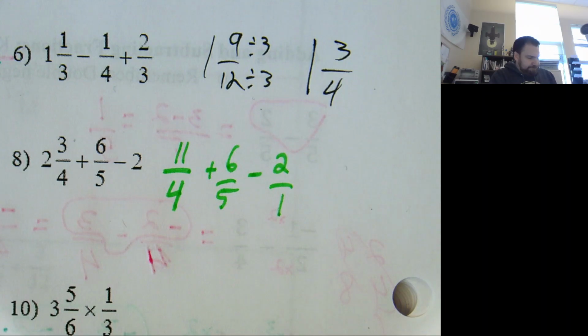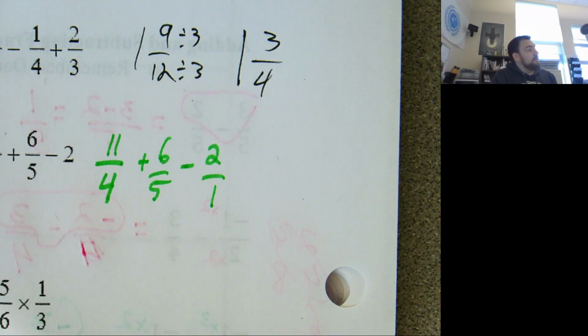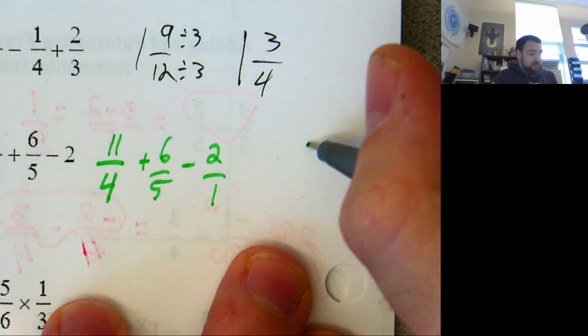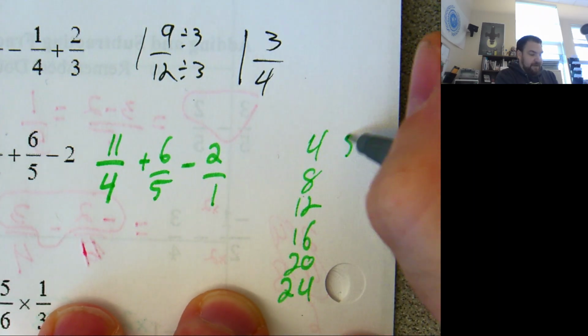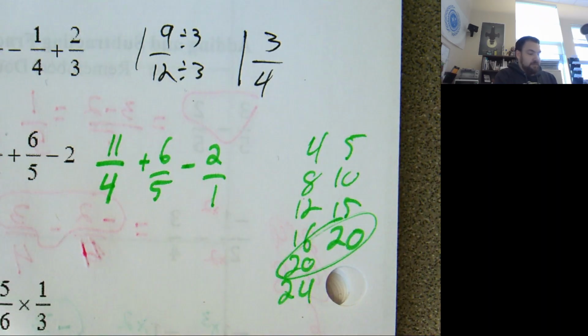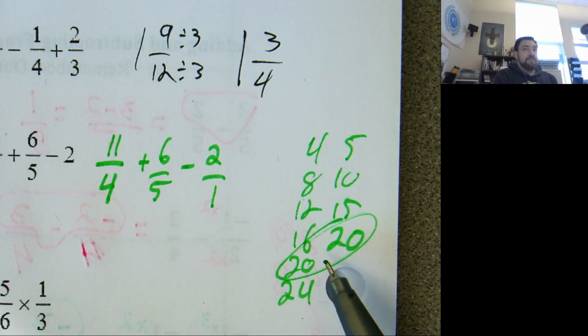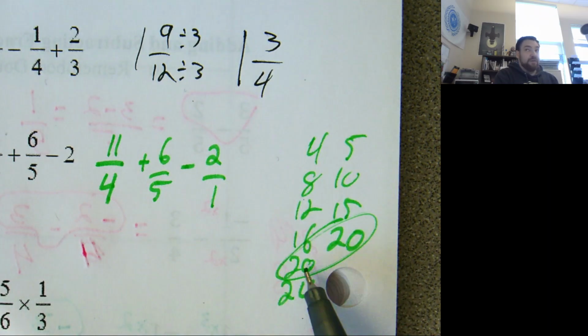Hassan, you asked about this one. What's the smallest number that 4 and 5 both go into? If you don't know off the top of your head, that's cool. Let's make the chart. 4, 8, 12, 16, 20, 24, and 5 goes 5, 10, 15, 20. They both go into 20. That number shows up in both these lists. So what I want to do is take each of these fractions and put them over 20.